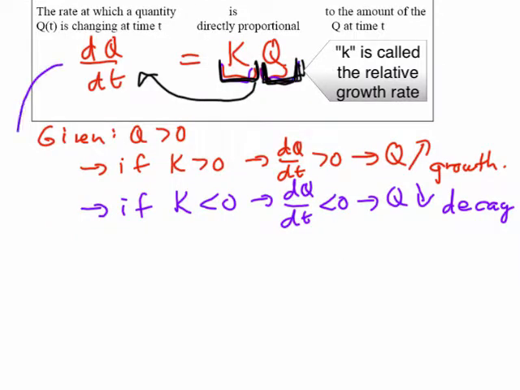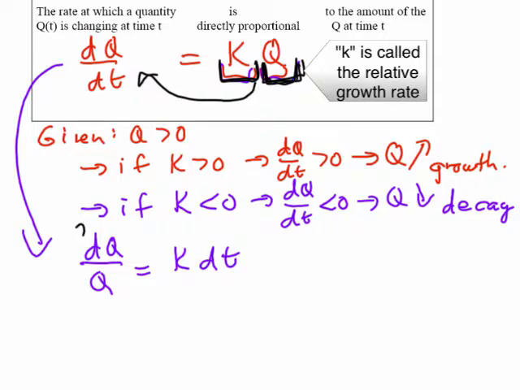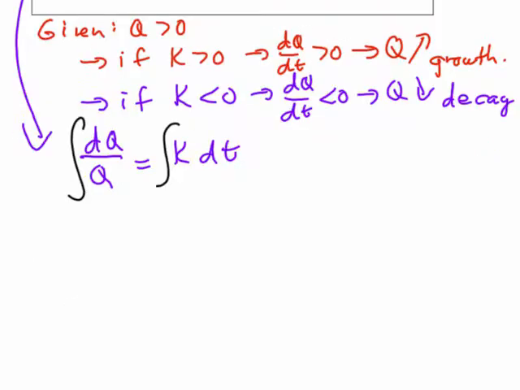Now let's solve this differential equation to come up with its solution. We can do that, remember, by separation of variables. And so I can break that down like so. And I can integrate both sides. And this is ln|Q|. I can leave the absolute value off since we are talking about Q being positive. And this is kt plus a constant of integration.